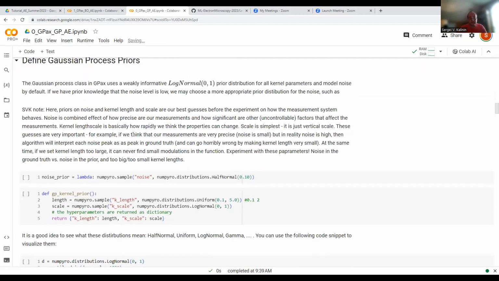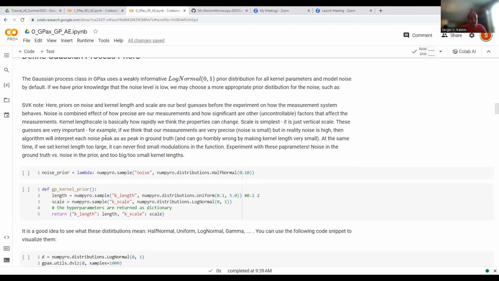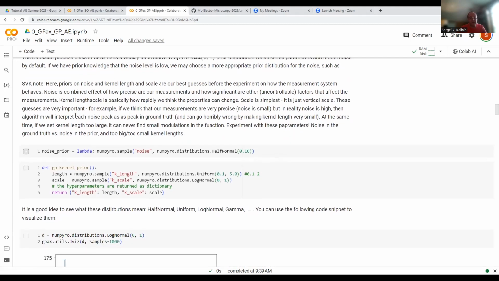So now we do the next thing. Our next step is to define the Gaussian process. The important thing here is that when we define a Gaussian process, we need to start with some priors. Priors are essentially our belief in what the noise in the system is. This is the noise prior, and our belief in the strength of correlations in the system. So why does belief matter? Belief matters because we don't really know what our data generation process is.